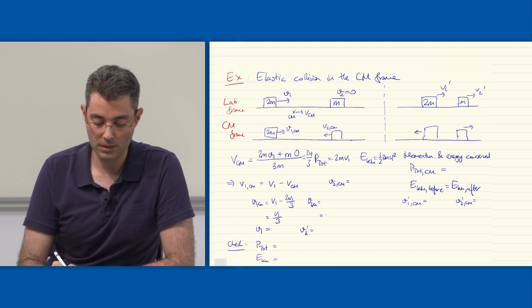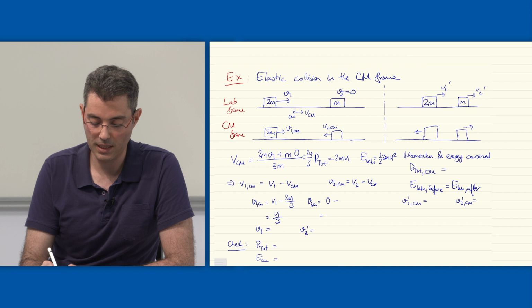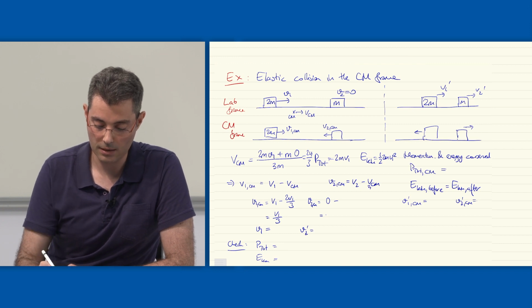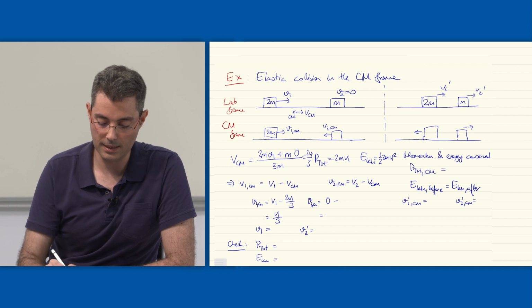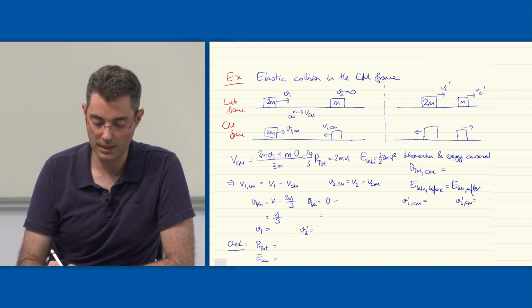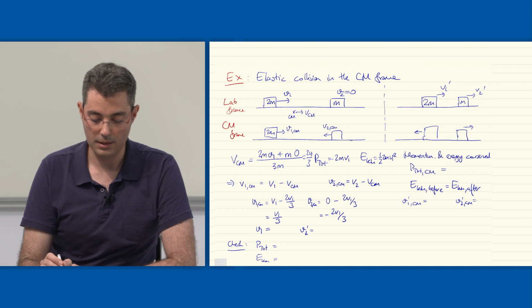And for the second one, we have initial 0 velocity, so v2 minus v center of mass, the v center of mass also for the second mass. This is going to be 0 minus the center of mass velocity, 2v1 over 3. So this gives me 2v1 over 3 in this direction.